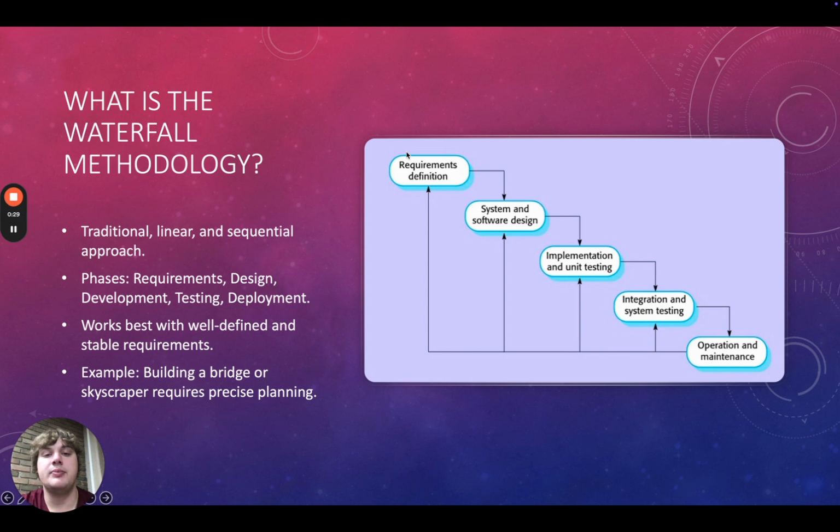The Waterfall methodology is a traditional project management approach that follows a linear and sequential process. Think of it as a step-by-step plan where one phase must be completed before moving on to the next. It typically includes stages like requirements gathering, design, development, testing, and deployment. Each phase has a clear start and end point. Waterfall works best when the scope and requirements of a project are well defined and unlikely to change. For example, building a bridge or constructing a skyscraper is often managed using Waterfall because it requires precision planning and execution. Changing the design midway could result in a disaster in the project.